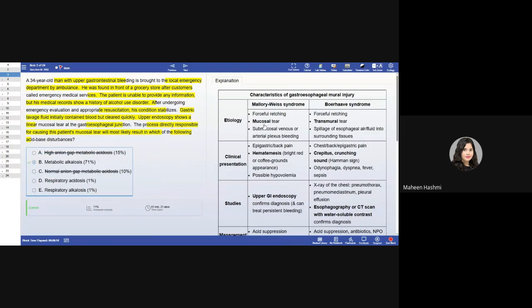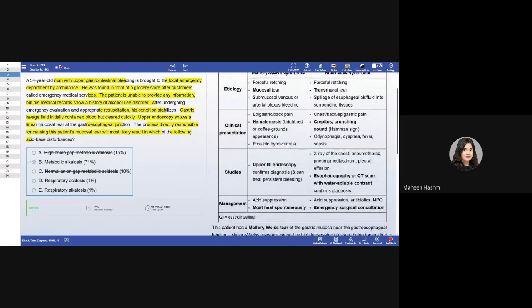Again, the difference between Mallory-Weiss and Boerhaave is that Mallory-Weiss is a partial tear, whereas in Boerhaave there is a complete tear of the esophagus. In Boerhaave, you will usually see crepitus, a crunching sound, when you auscultate the chest. Again, esophagography or CT scan is very high yield in terms of how to find out. That's very diagnostic. Upper GI endoscopy you do for Mallory-Weiss tears.